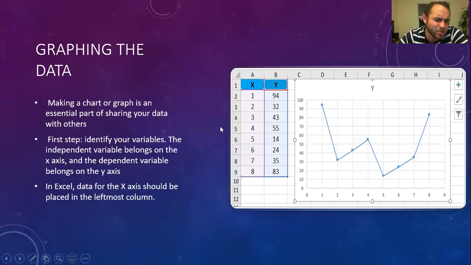So usually we put them in computer programs like Excel, and we're going to choose the numbers that we're going to use. Usually, again, we get those results in the experiment.